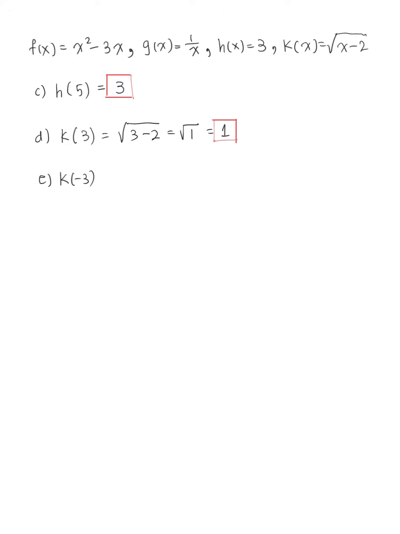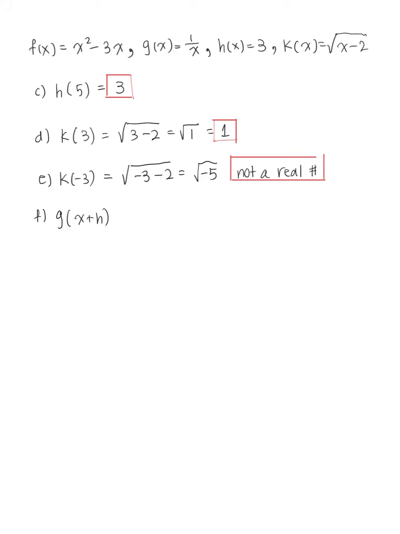So again, we're going to do the same thing. In place of x, we're going to replace it with -3. So here, what we're going to get is square root of -3 and then -2, which is going to give us square root of -5. Now, can that ever happen? I don't think so, not over the real number line. However, we'll learn later about complex numbers. So in this case, we'll get an imaginary number. However, since we have not gotten to that point yet, all your answer is going to be, this is not a real number. All right, now let's look at g of x plus h.